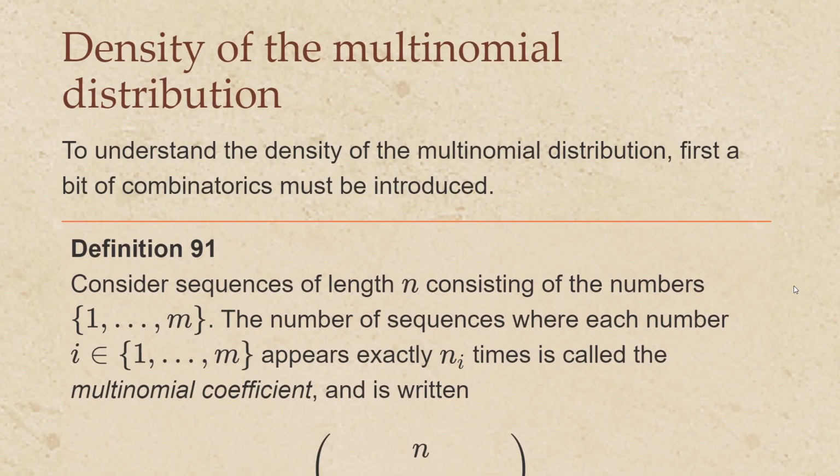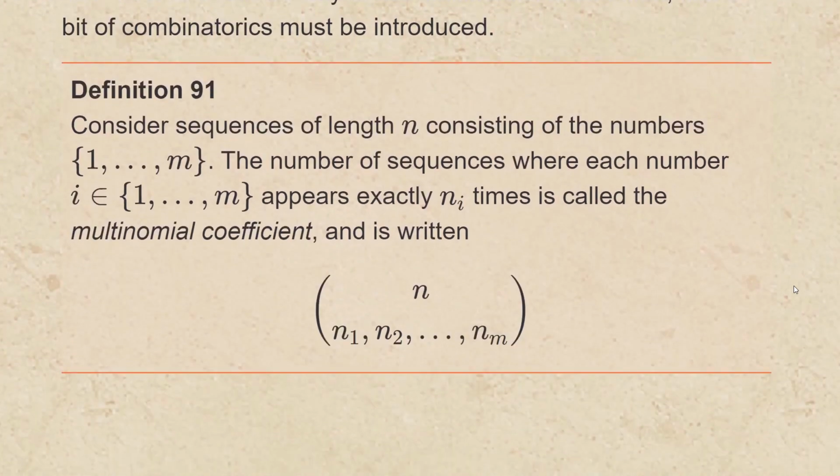Now, to understand the density of the multinomial distribution, first we need a bit of combinatorics. Consider sequences of length n consisting of the numbers 1 up through m. The number of sequences where each number i from 1 up through m appears exactly n sub i times is called the multinomial coefficient, and it is written in parentheses with an n on top and n sub 1 through n sub m on the bottom.